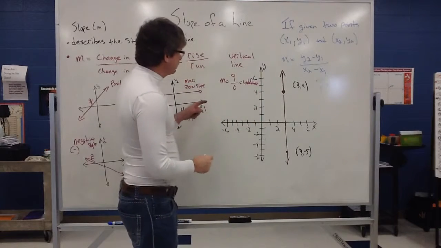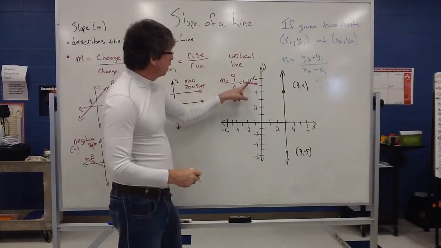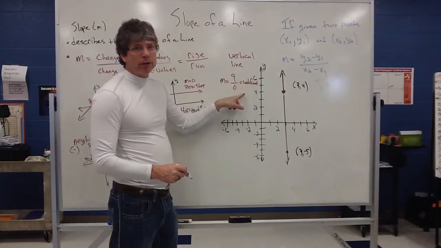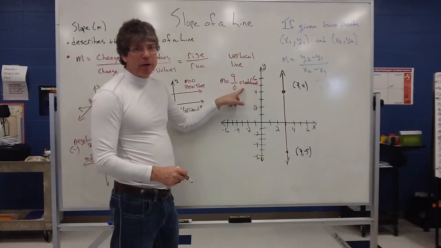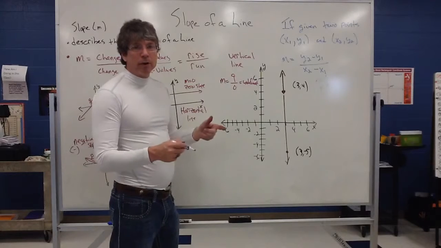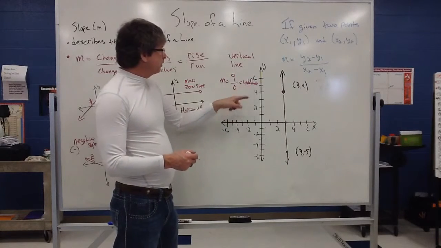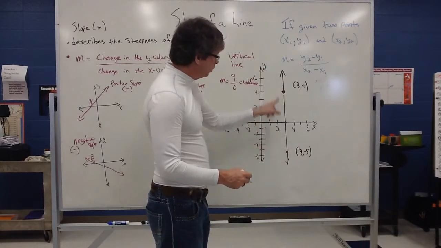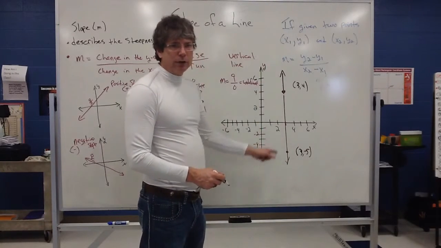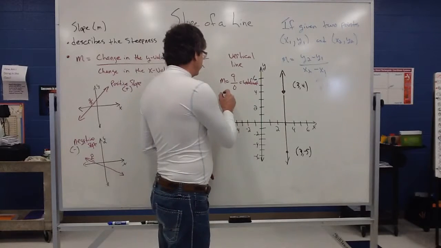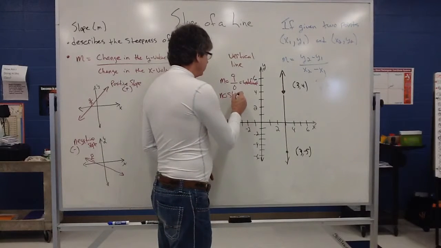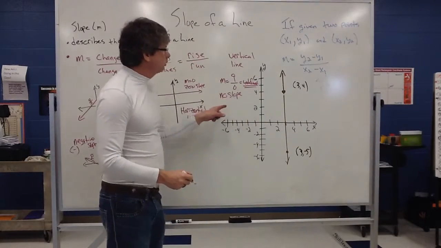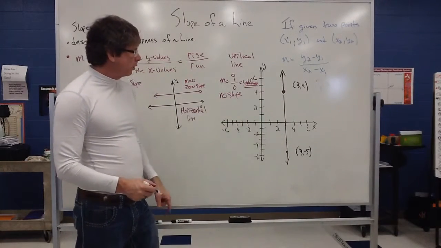So 9 divided by 0 is undefined because there's no number you can multiply by 0 to get 9. Remember, when you multiply by 0, the answer is always 0. So this is not defined. When we see a vertical line like this, super steep, like a cliff, it has what we call a no slope, or undefined slope. We may see the words no slope, or we may see the words undefined slope. Those are the two common ways we describe a vertical line.